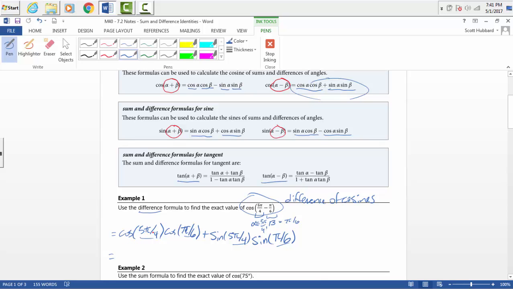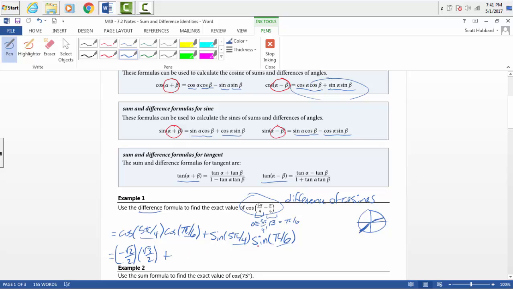So this is 5 pi over 4. This is 1 pi over 4, 2, 3, 4, 5 pi over 4 is over here. Cosine is negative in this quadrant, so it's negative root 2 over 2. Cosine of pi over 6, that's the smaller angle, which means the cosine is bigger, so it's root 3 over 2.